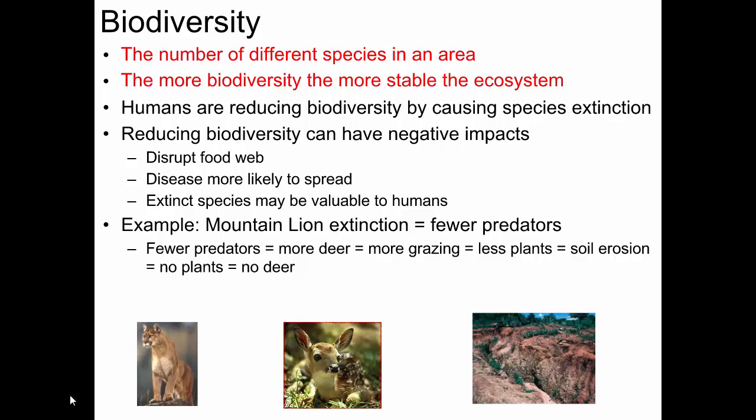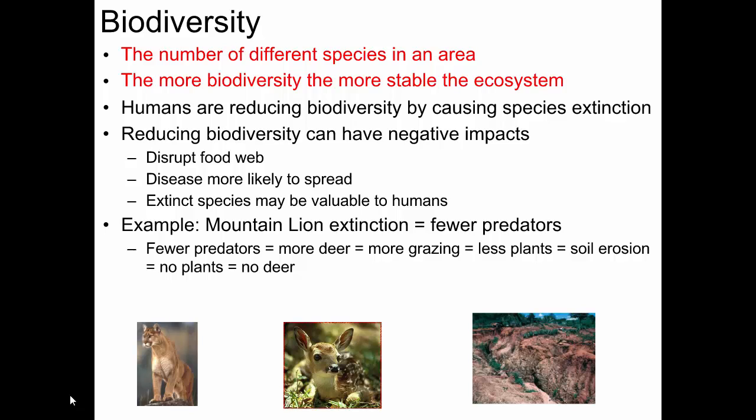One of the issues is that humans are drastically reducing biodiversity and causing the extinction of species, mainly due to habitat loss. As we make habitats inhospitable to organisms, as we transform them, take a tropical rainforest and then use it for agriculture, we're taking a hugely diverse ecosystem and changing it into an ecosystem of a single species, sugar cane or whatever. And so that disrupts the food web, makes disease more likely.